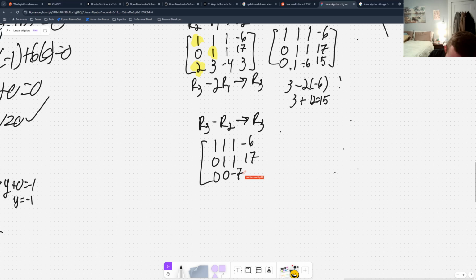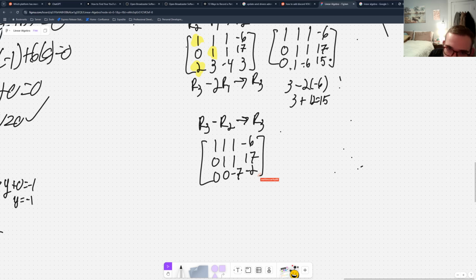Alright? And then what? 15 minus 6, so we'd have 9 there. Sorry, I did it again. Minus negative 6. So we'd have 21. So we're doing row 3 here minus row 2. So it would be 15 minus 17. It would be negative 2. Okay.